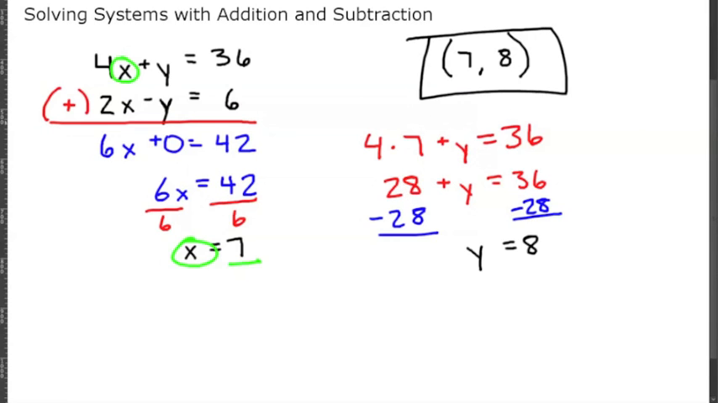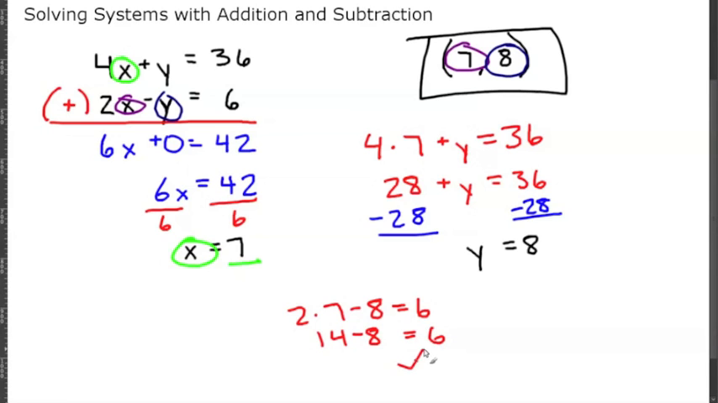And we can double check that. If we were to take this 7 and plug it in for this x, and we were to take this 8 and plug it in for this y, we would get that 2 times 7 minus 8 equals 6. 14 minus 8 equals 6.